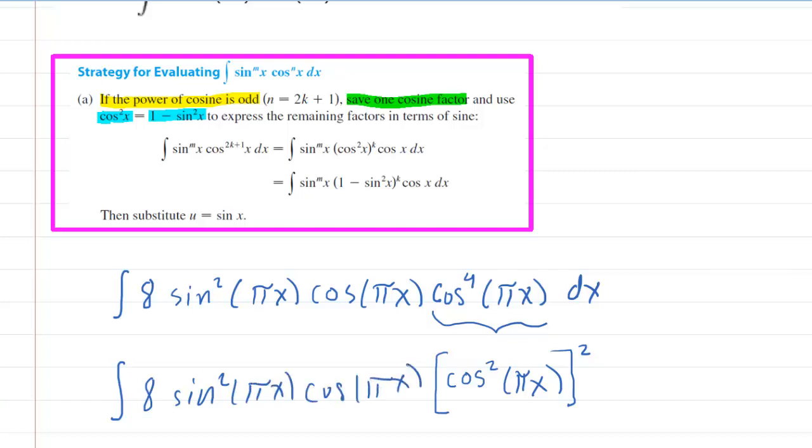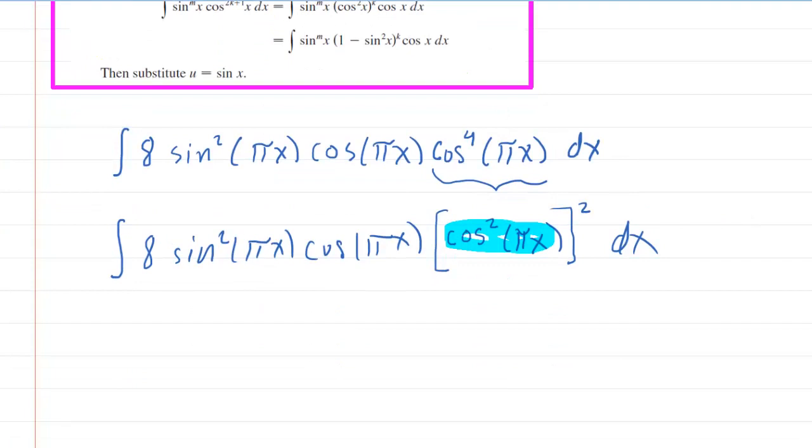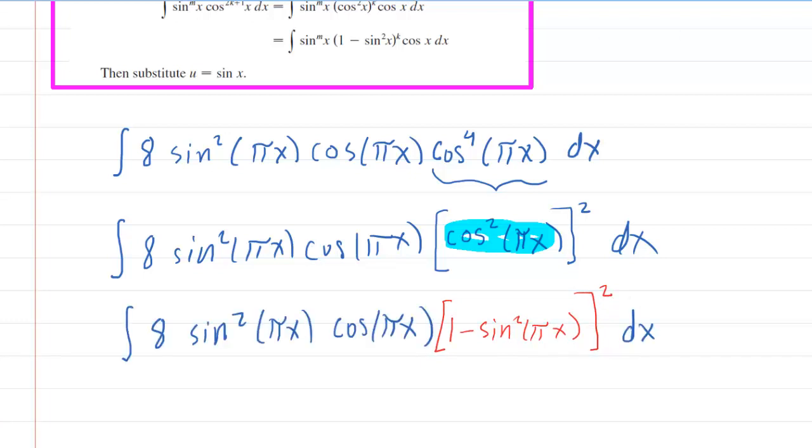And then we can use that identity. So we're going to replace the cosine squared with 1 minus sine squared of x. So this right here will be replaced with 1 minus sine squared. In this case, it's going to be 1 minus sine squared of pi x. So just make sure you do it that way. You'll have 1 minus sine squared of pi x. And then don't forget that this whole thing is still squared. We'll recopy the rest of the expression. And so far, so good.